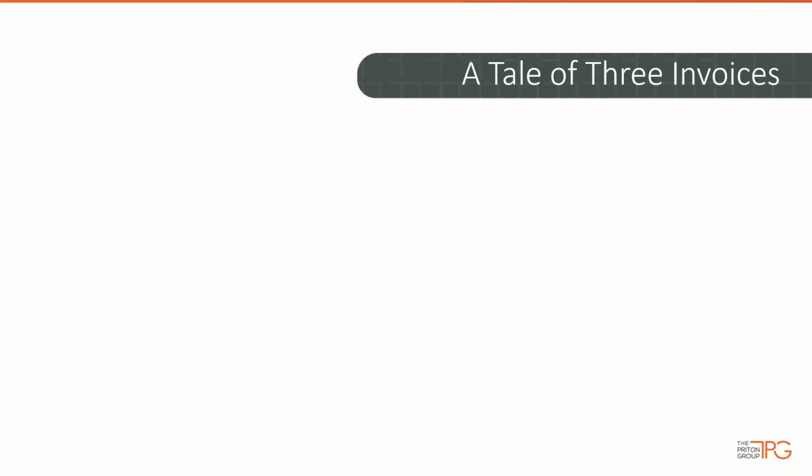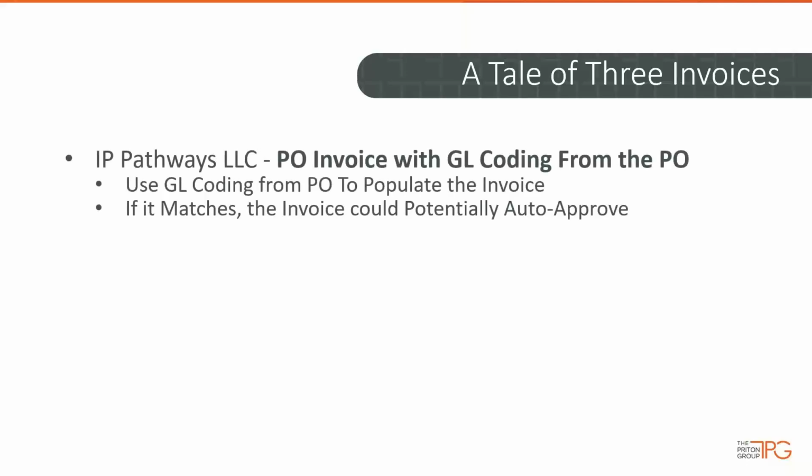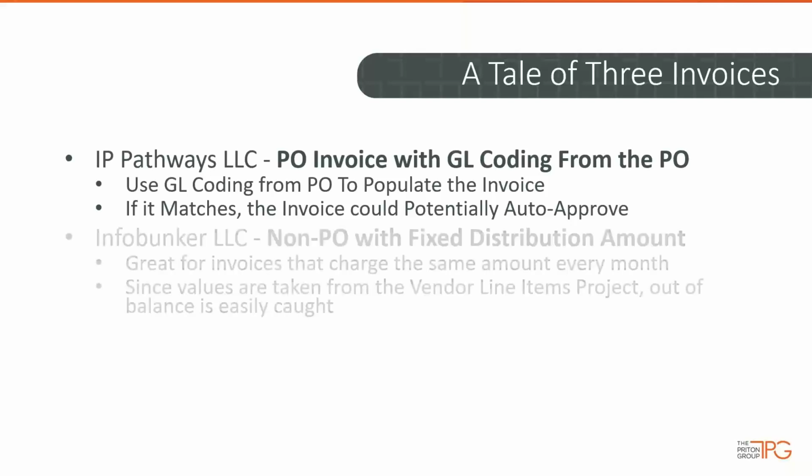So let's look at this from the standpoint of a tale of 3 invoices. The first invoice you'll see is from IP Pathways. Now, that's a purchase order invoice, so it has GL coding associated with the purchase order that's stored in FileBound. That allows us to use the GL coding from the PO to populate the invoice GL line items. And then, like I said earlier, if it matches, we have the opportunity and the potential to auto approve or to decide to send it to somebody for further approval.